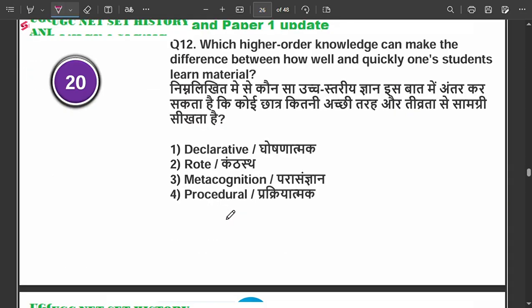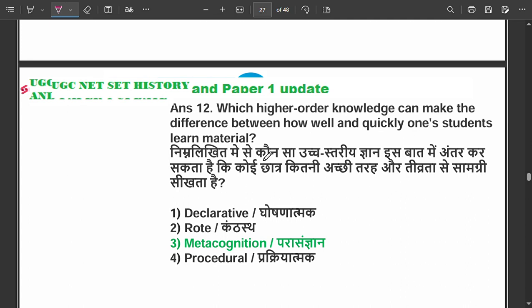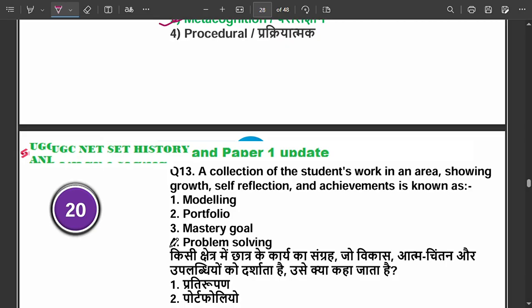Next, question number 12. Which higher order knowledge can make the difference between how well and how quickly students learn material? Option number 3, metacognition, was the correct answer.